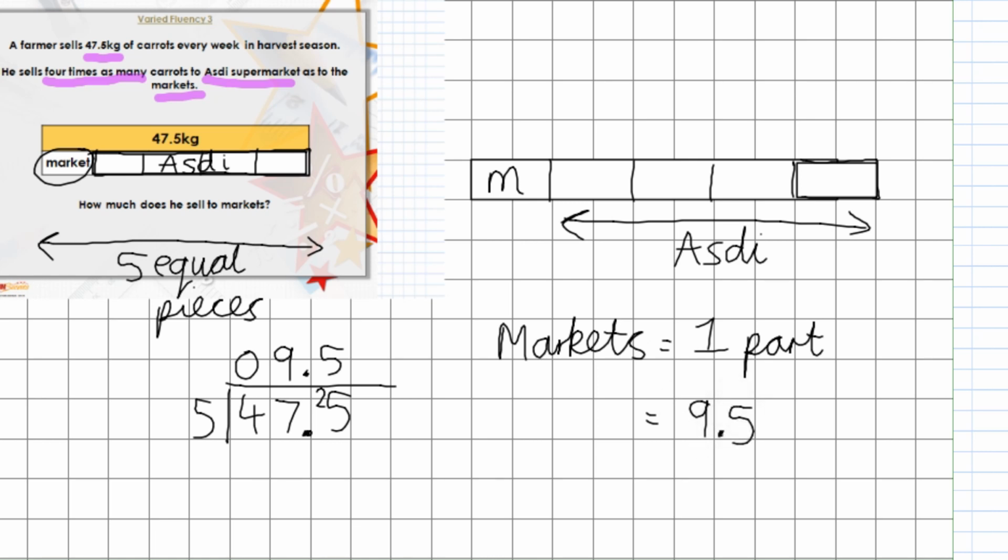So another question you could ask here is something like, how much does he sell to Asda? Or how many more carrots does he sell to Asda compared to the market? So there's lots of different ways you could use a bar model to solve this problem. And as I said earlier, you don't need to use a bar model for every problem if you can already identify the steps. It's just a really good way when we get to more complex worded problems. As you move through your maths, you will find more and more complicated worded problems, and bar models are really, really useful to help you solve those types of problems.